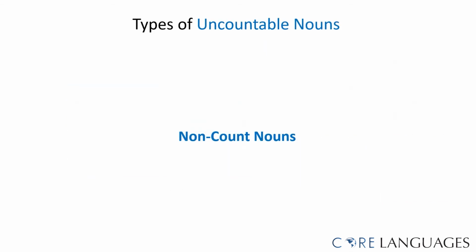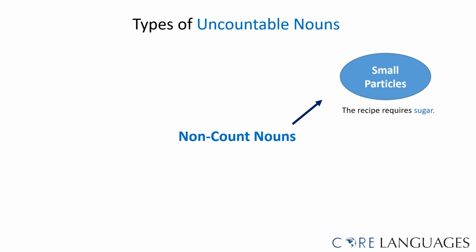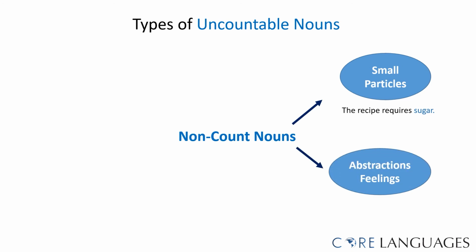There are different types of uncountable nouns, and when formulating a sentence with an uncountable noun, it helps to keep these types or categories in mind. For example, we use uncountable nouns for small particles. The recipe requires sugar. We also use uncountable nouns for abstractions or feelings. For example, happiness is hard to measure.